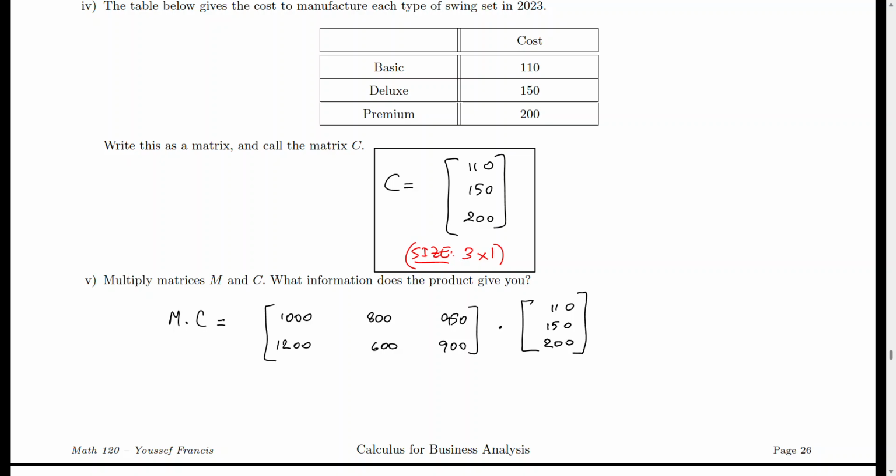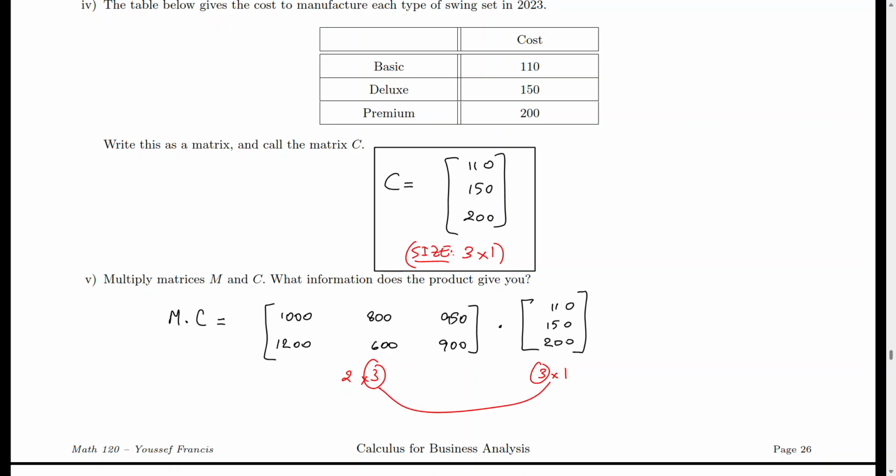First of all, can we even multiply these two matrices? Let's see. The matrix M is a 2 by 3 matrix. It's got 2 rows but 3 columns. And the matrix C has 3 rows and 1 column. The inner numbers are equal. So therefore, yes, we can multiply. And as a matter of fact, the answer is going to be a 2 by 1 matrix. These numbers on the outside is what we get. So 2 by 1 means it's a matrix with 2 rows and only 1 column.